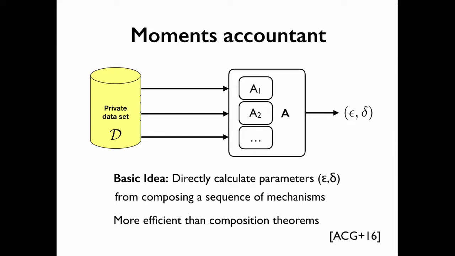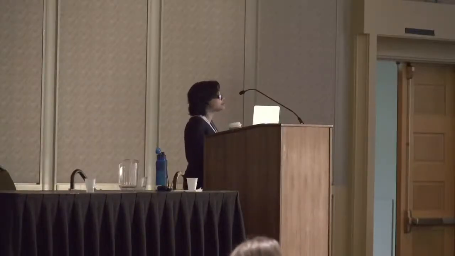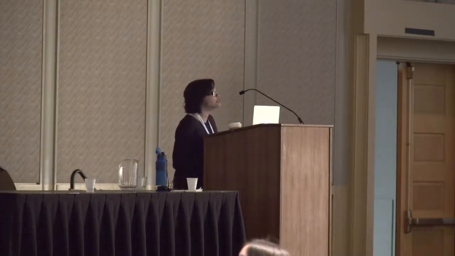And obviously this is going to be more efficient than the composition theorems, because the composition theorems are sort of worst case over all epsilon delta differentially private mechanisms, whereas specific mechanisms might have better properties which make them compose better. Okay, so that's what we are going to talk about next. So how do we do this direct composition?